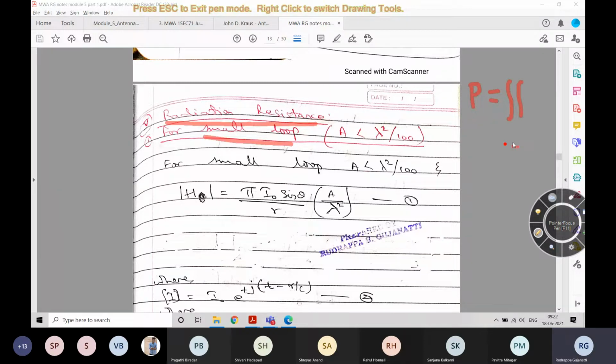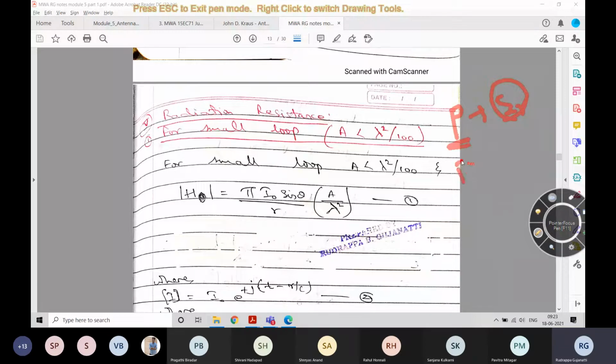In general, for any antenna you are considering, the total power is given by the double integral of the power density integrated over dS, where dS is R square sine theta d theta d phi. So first you obtain the total power using the power density. For this, we make use of the average Poynting vector, or the average power density, and then we obtain the total power being radiated.